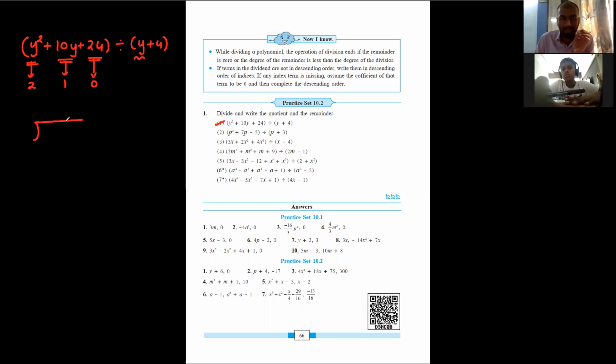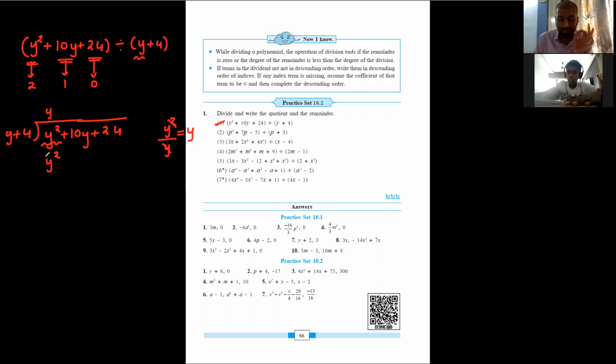So here you will take y plus 4. Inside it will be y square plus 10y plus 24. Now, the first term that you will eliminate is what? It is y square. So what you'll do? You'll write y square divided by y. Y and this square will get cancelled. Your answer will be only y. So at the top you'll write y, and here you will write y square.